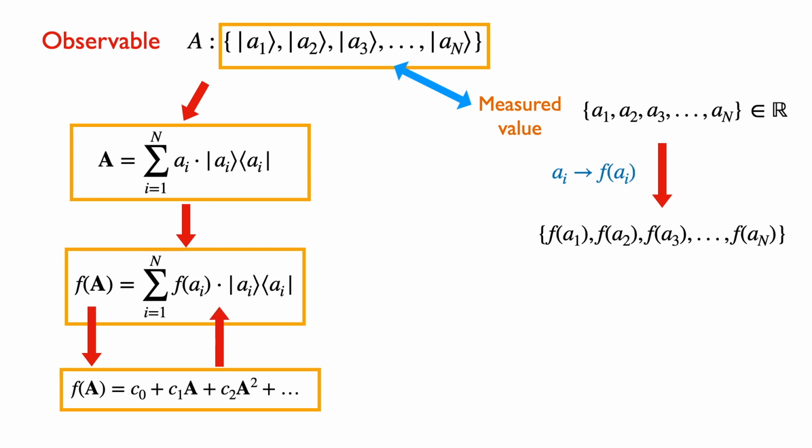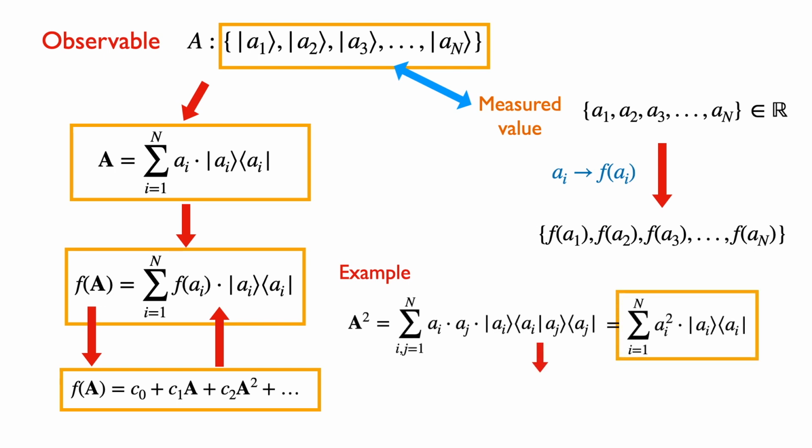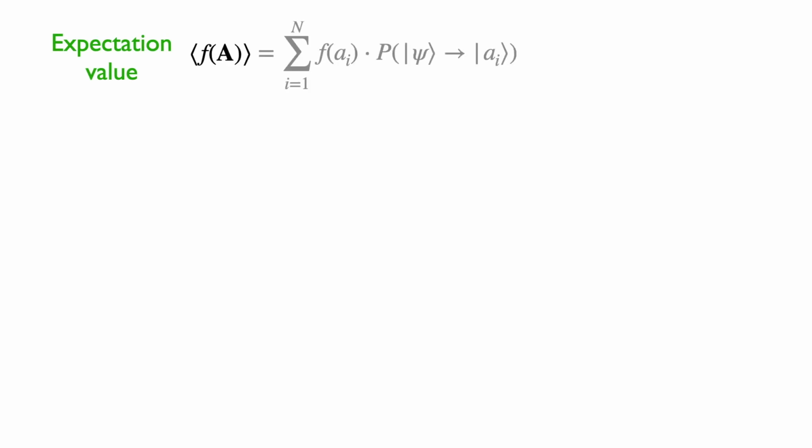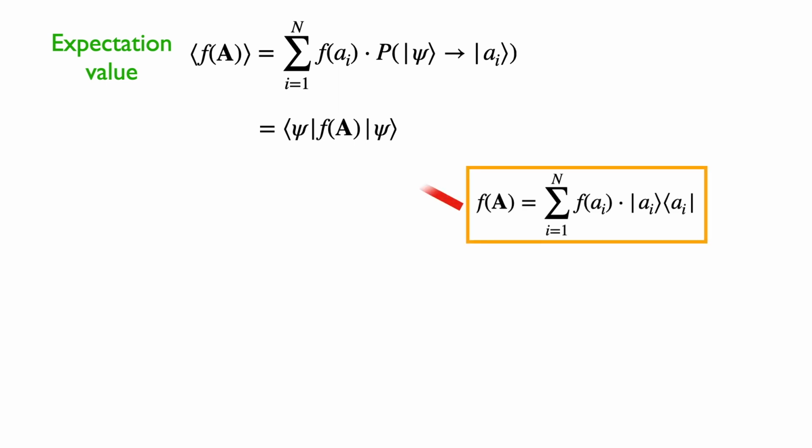Notice that we can evaluate a power of A by just raising the a_i's to the same power. This is most easily seen by the example of A squared, where the orthonormal properties of the bases can be used to get the result. The expectation value of f(A) can similarly be obtained by simply replacing a_i by f(a_i), which is equivalent to substituting operator f(A) in place of A.